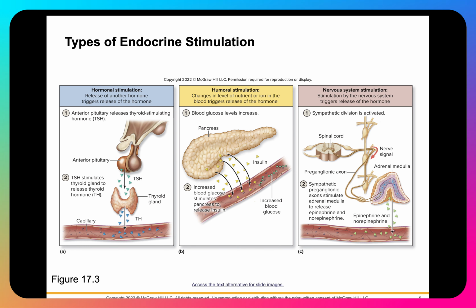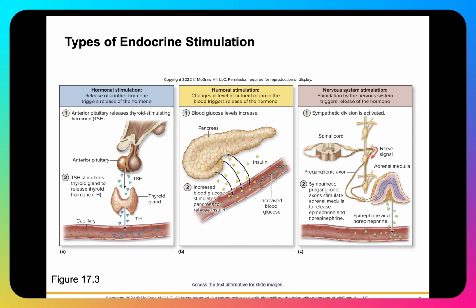The example that they're giving here is a really good example. We look at the anterior pituitary. It is releasing thyroid-stimulating hormone. The target is the thyroid, and because of thyroid-stimulating hormone, we will now see the thyroid release thyroid hormone or thyroxine. We have another type called humoral stimulation.